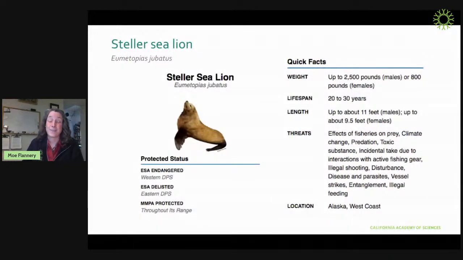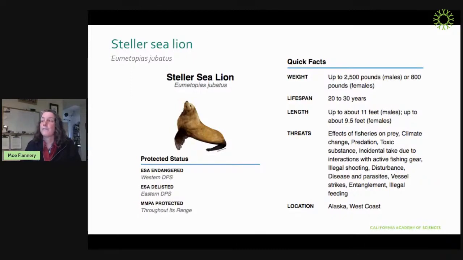Males can be up to 2,500 pounds and females can be up to 800 pounds. Again, they have that sexual dimorphism, or the difference in size between males and females. Males can be 11 feet, females are around 9.5 feet.